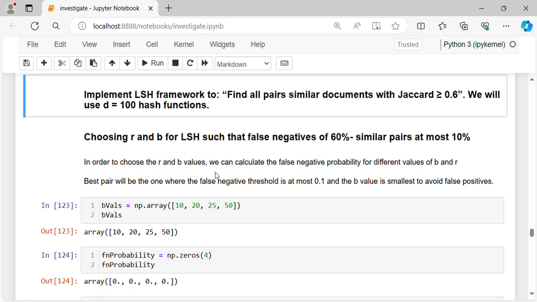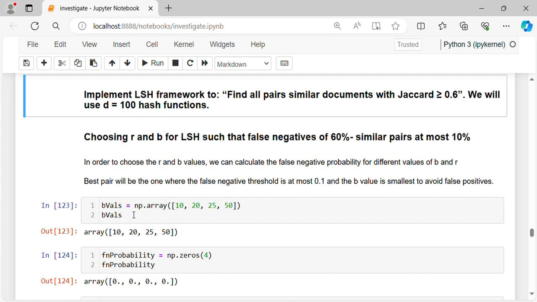In order to choose the R and B values, we can calculate the false negative probability for different values of B and R. The best pair will be the one where the false negative probability is at most 0.1 and the B value is the smallest to avoid false positives.